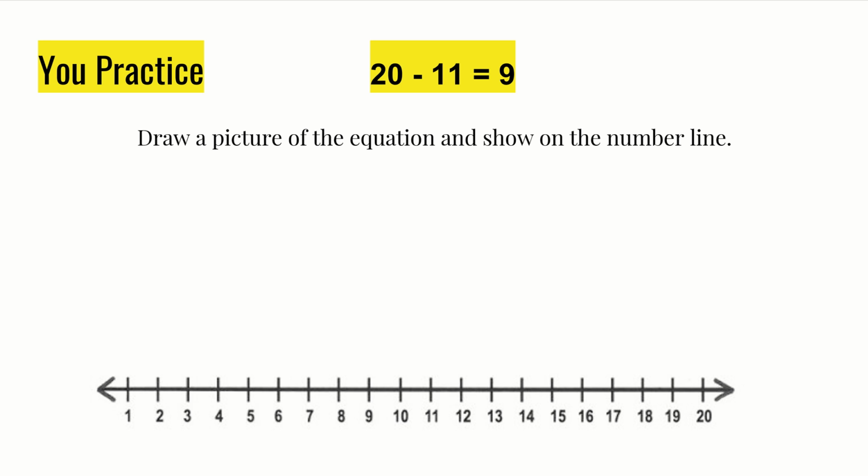We can also use this strategy on our number line. So on your Nearpod, give this a try. Starting at 20, go ahead and do 11 hops backwards. Remember, we're going this way on our number line. Go give that a try.